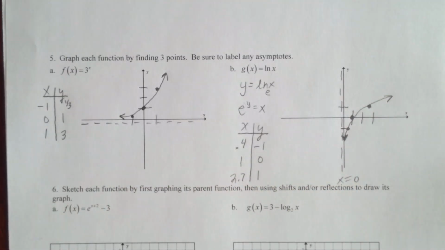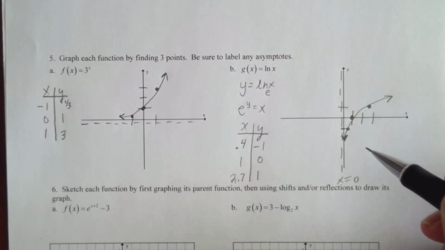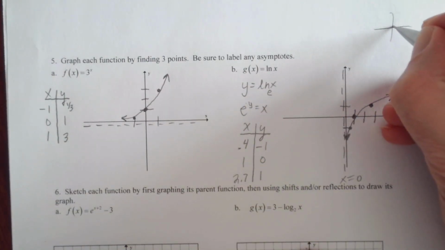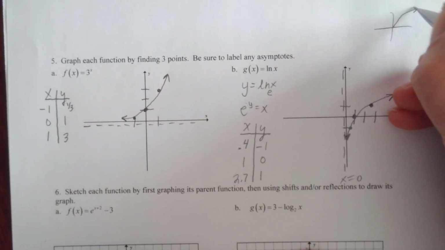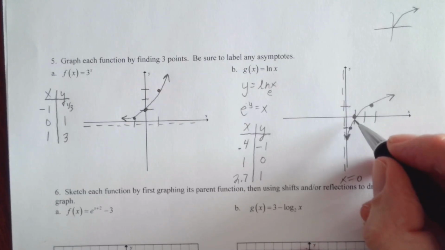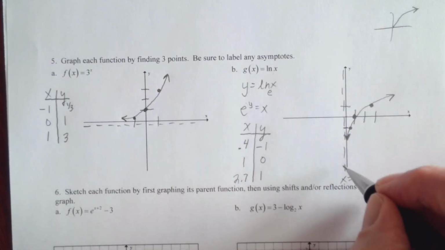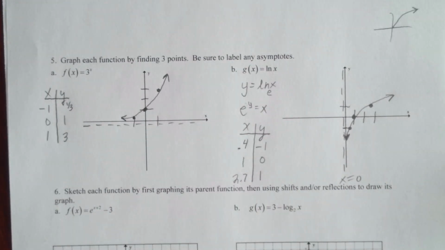And as we talked about in class, when I think of this function, it reminds me of the square root function. Remember, y equals the square root of x goes like this. The only difference is, notice it goes through 1, 0, and then down here it's approaching this asymptote. So it's similar, but not the same. All right, we got one more problem to go.